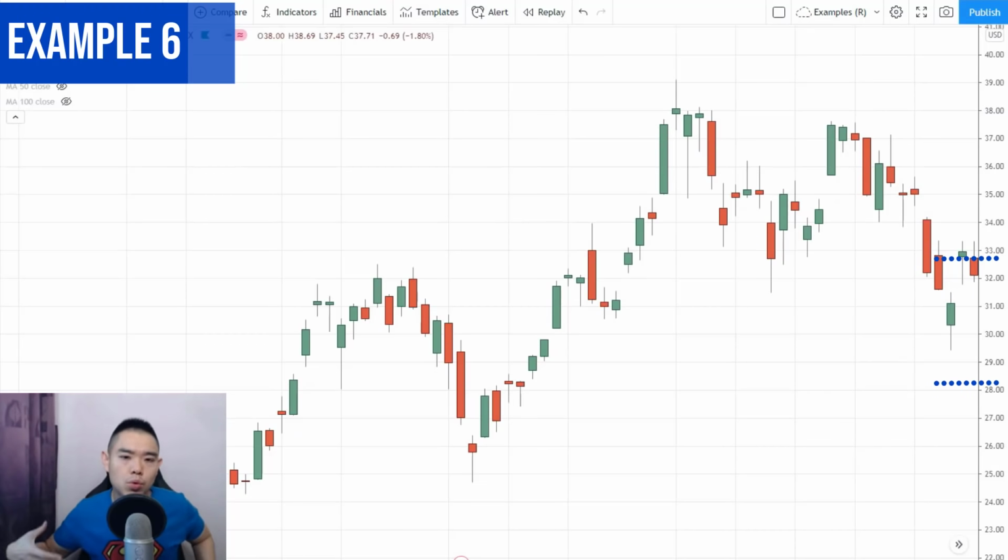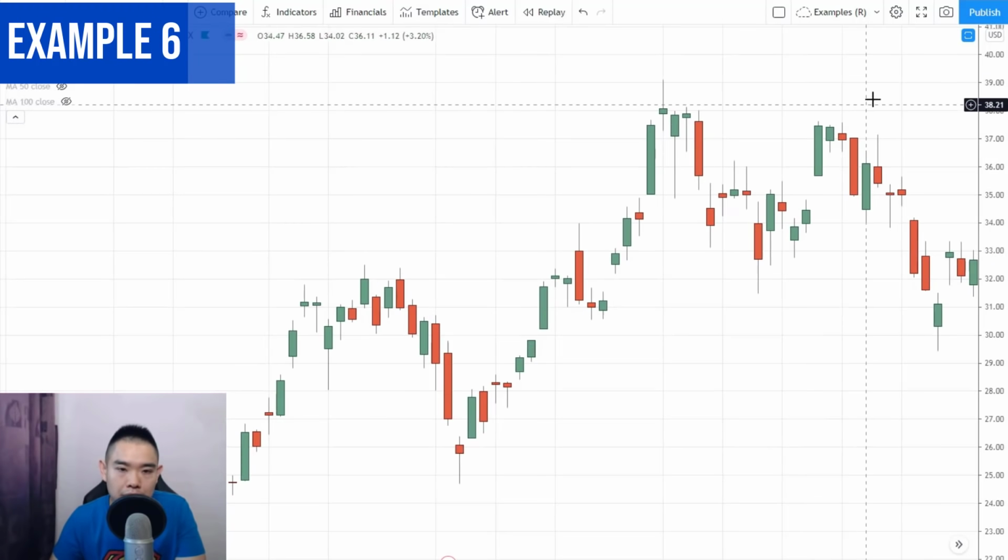And let's say this time around you want to ride a trend and you decided to ride a longer term trend. So what can you do? You can trail your stop loss using a 100-period moving average. So let's see what happens. So let's say the market moved in your favor.